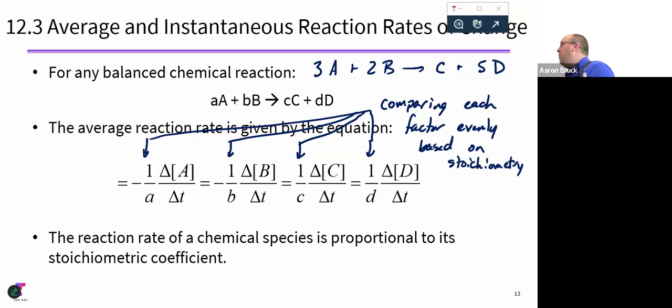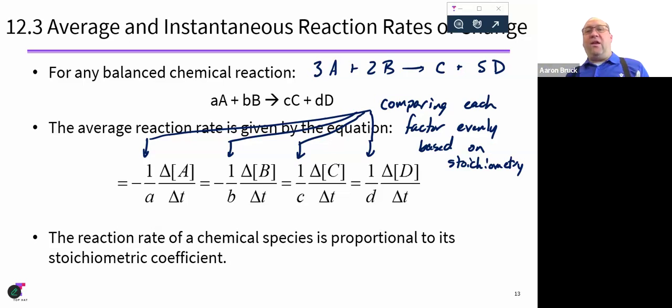So when we're evaluating reactions, the higher the coefficient is, the faster we're going to see that particular reaction species change. If it's a reactant, we're going to see it disappear faster. If it's a product, we're going to see it appear faster. But this system of fractions helps us standardize everything so that we can compare them all evenly and put them all on the same terms.